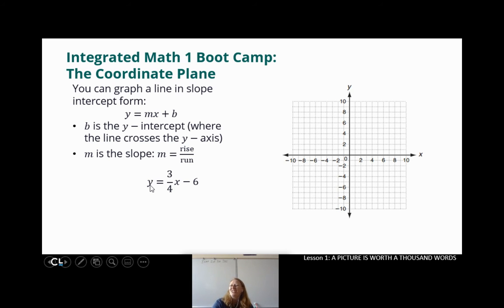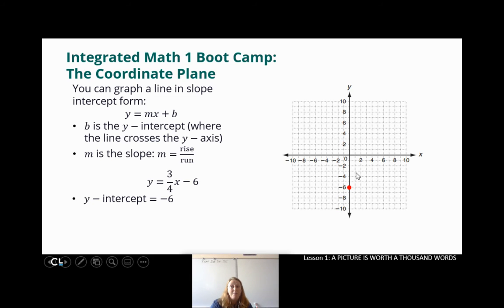I have a function here, a line that I would like to graph. y equals 3 over 4x minus 6. So I'm going to take this apart a little bit. This guy on the end is where I start. That plus b, well, that's a minus 6. So that means my y-intercept is negative 6. So I'm going to start at the origin, and I'm going to go down to negative 6 on my y-axis. There it is. And there's my first point. Yay.